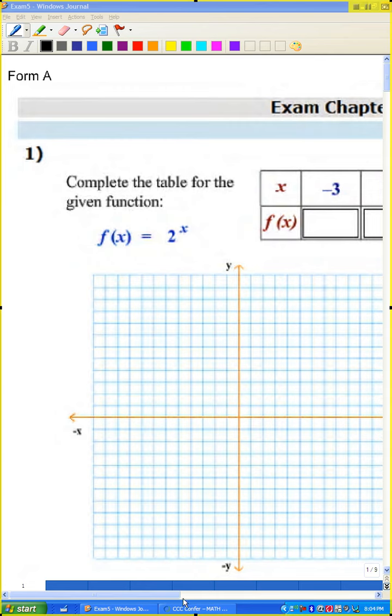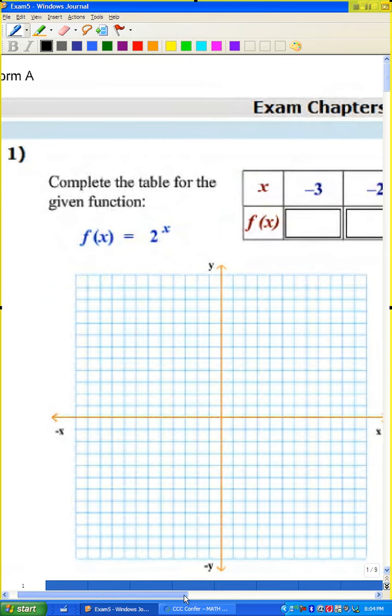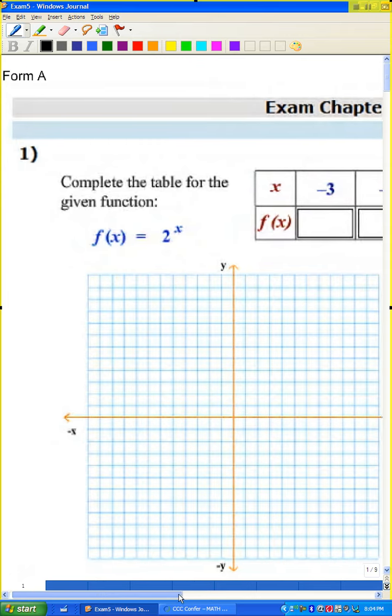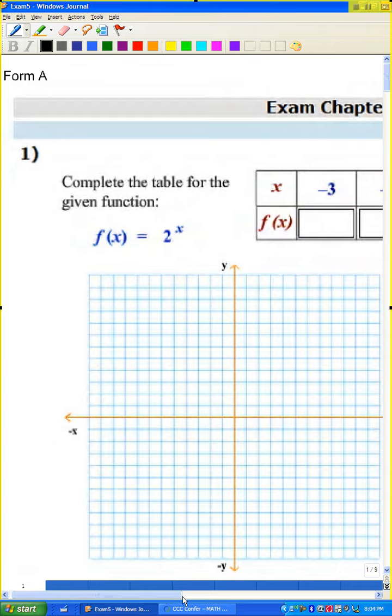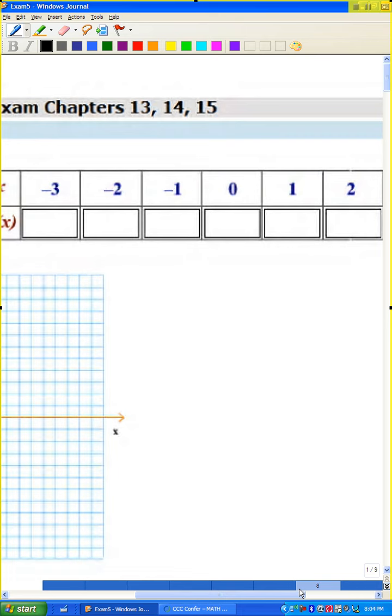Okay, so let's start exam number 5 review. Problem 1, complete the table for the given function. Okay, so let's try to plug in these values.